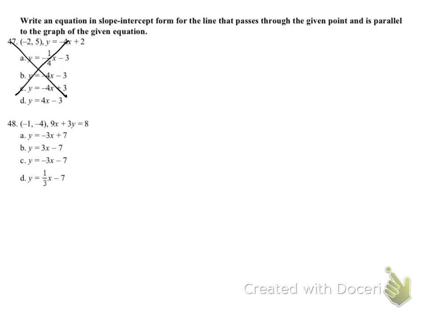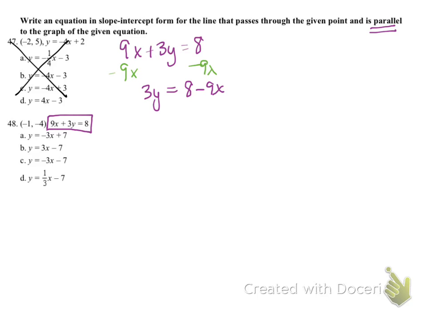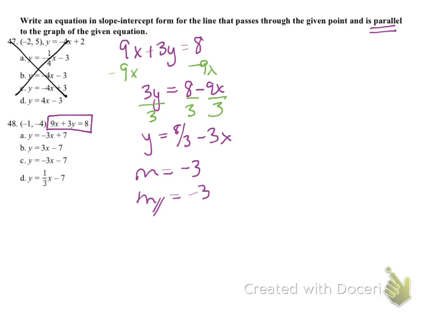Write an equation in slope-intercept form for the line that passes through the given point and is parallel to the graph of the given equation. So looking at this equation, what is the slope? We don't know. We need to change it into y equals mx plus b to find out. So I subtract 9x from both sides. It gives me 3y equals 8 minus 9x. Divide everything by 3, and now I can see the slope is going to be negative 3. And the slope of a parallel line is also negative 3.